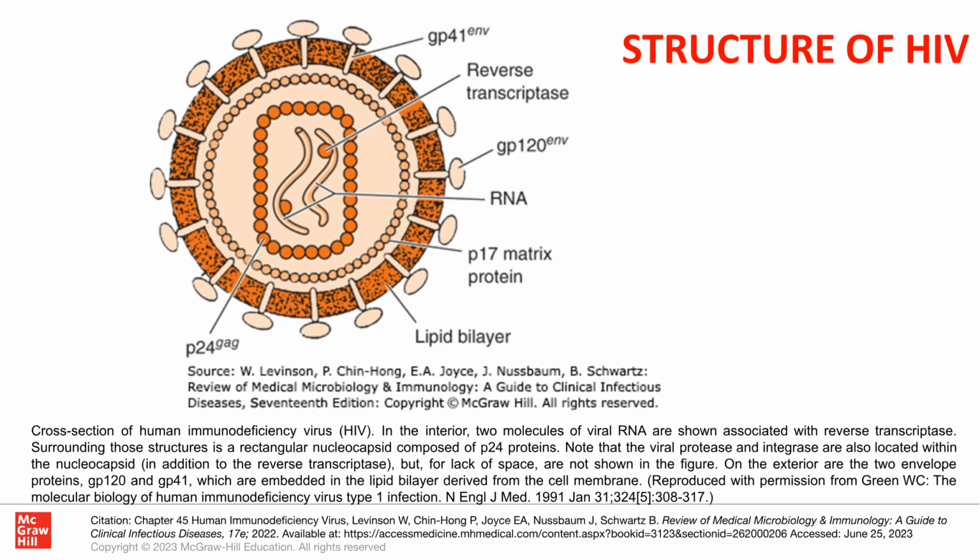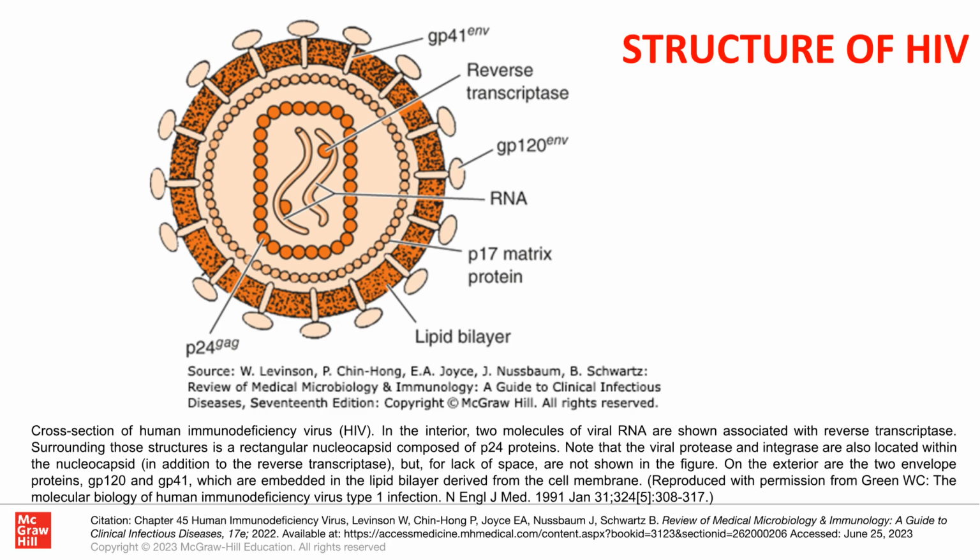Surrounding the RNA and reverse transcriptase is the rectangular nucleocapsid, composed of P24 proteins shown in yellow. The P24 protein is clinically significant because we can detect it in blood tests. It serves as an early marker of HIV infection, often detectable before antibodies appear. Note that the diagram mentions that viral protease and integrase are also located within the nucleocapsid, though they're not shown due to space limitations. On the exterior, we see the lipid bilayer envelope, which the virus steals from the host cell membrane when it buds out.